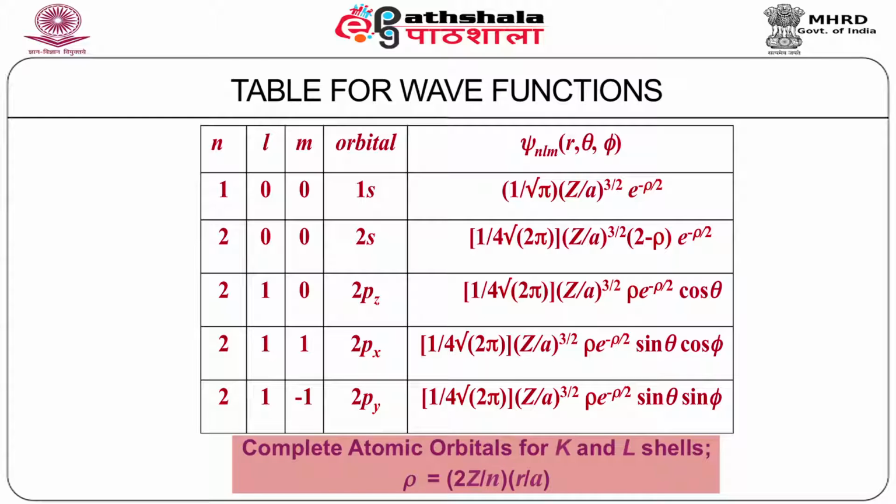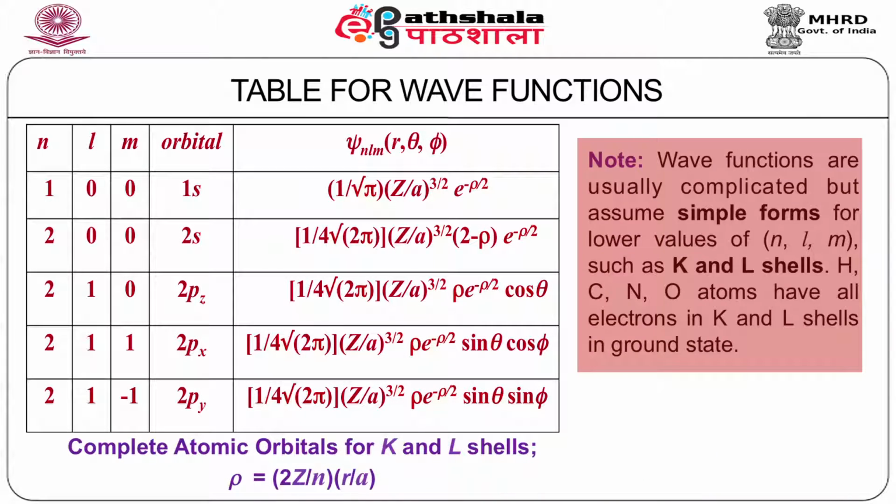So these are the wave functions, or complete atomic orbitals, for K and L shells, where rho is 2Z by n times r divided by a, where a is the Bohr radius. These wave functions are usually complicated, but they assume simple forms for lower values of n, l, m, such as K and L shells.